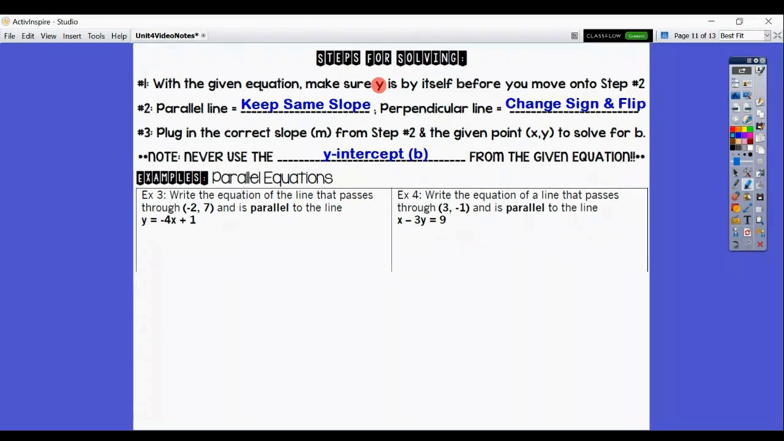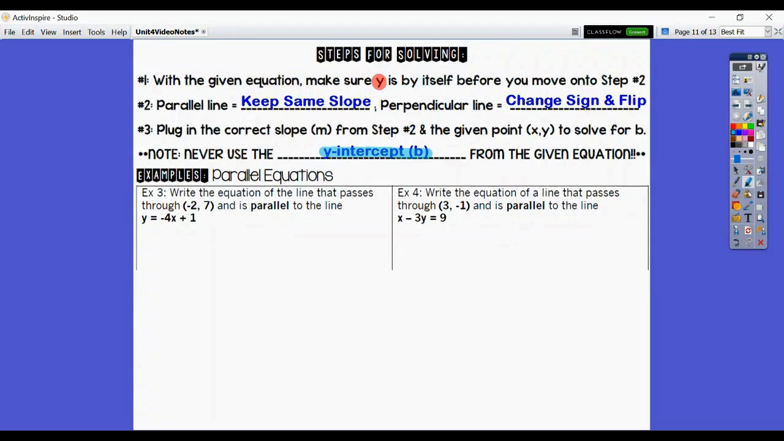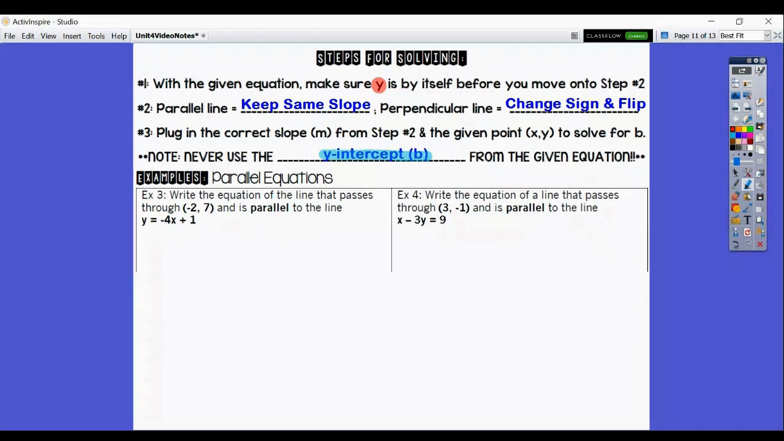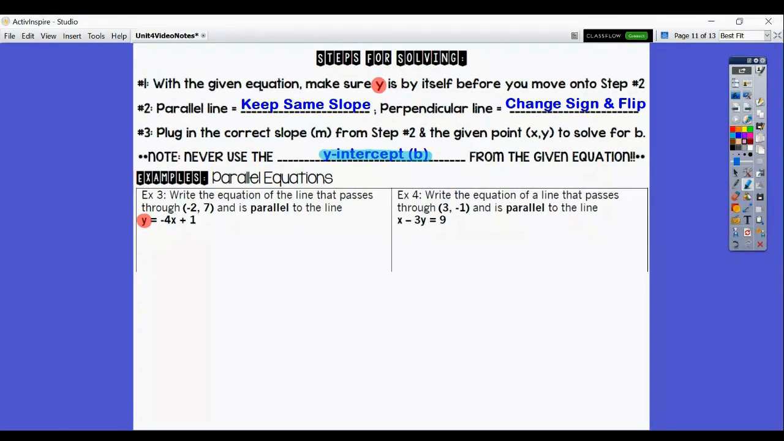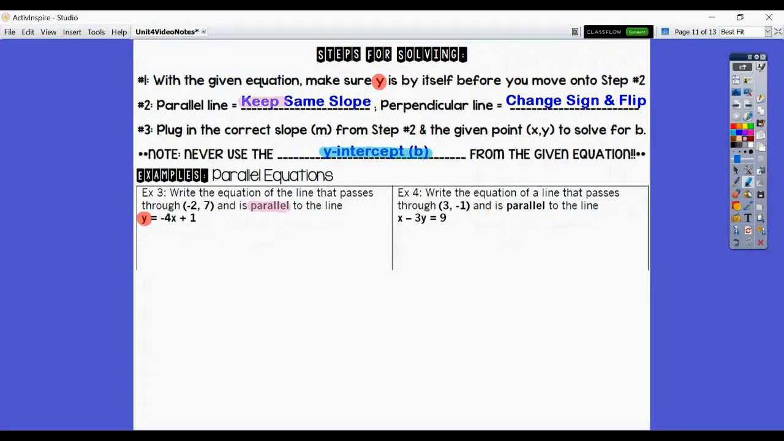Let's go ahead and try this first one here. It says, for example 3, write the equation of the line that passes through (-2, 7) and is parallel to the line. Step number 1, I'm looking at the y. Y is all alone by itself on that side of the equal sign, so we are good to move on to step number 2. The question asks for parallel. Since it asks for parallel, we're going to keep the same slope. The slope in my original equation was a -4, so the parallel slope is going to be, you guessed it, a -4.